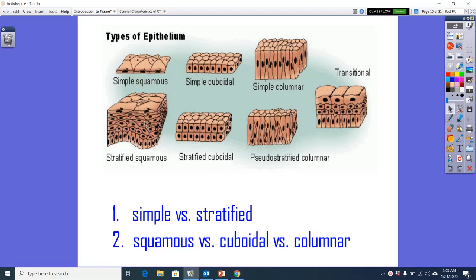Sometimes it's only two layers. Sometimes it's just like this stratified cuboidal where you have two cuboidal cells on top of one another. Other times, like in stratified squamous, it can be many layers of cells, 60, 100 layers of cells, just depending on what tissue you're looking at.